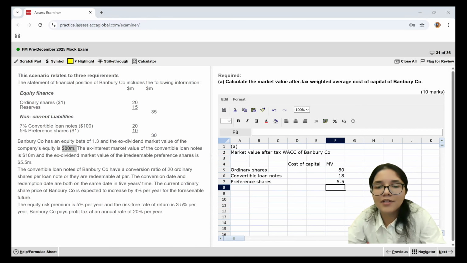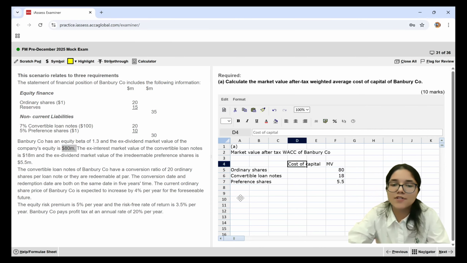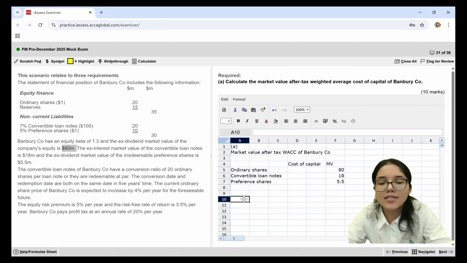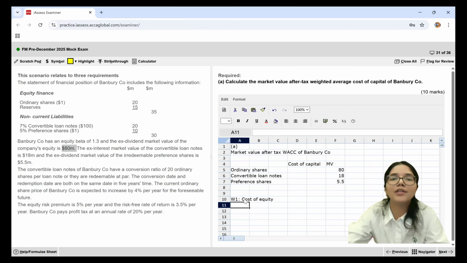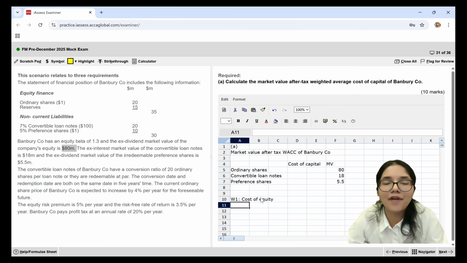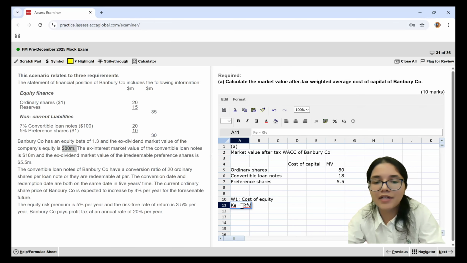Now, what I will do now is find out the cost of capital for the different sources which I have with me. So now for cost of capital, I'll create working one. First, I'll find out the cost of equity. So for cost of equity, I know that the sort of information that has been provided to me, I can use the CAPM model to find out my cost of equity. Using the CAPM model, I know that my cost of equity is the risk-free rate plus the market premium, that is the expected return on the market minus the risk-free rate into the beta.